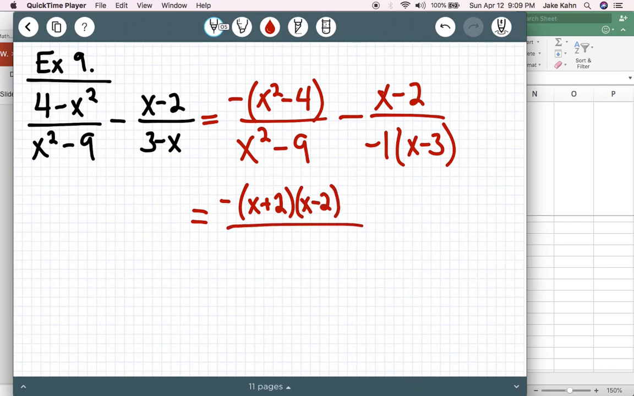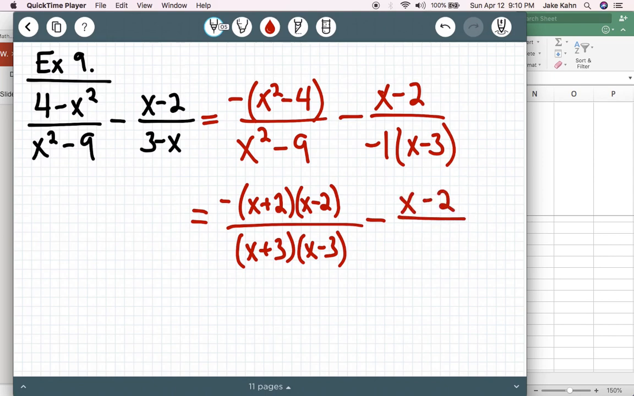On bottom, x squared minus 9, difference of squares again, is x plus 3 times x minus 3. Great. Minus, over here, x minus 2 can't be factored. And we have negative 1 times x minus 3. That cannot be factored either.